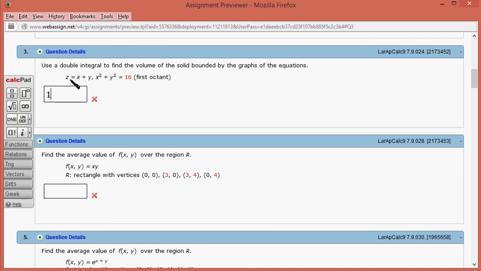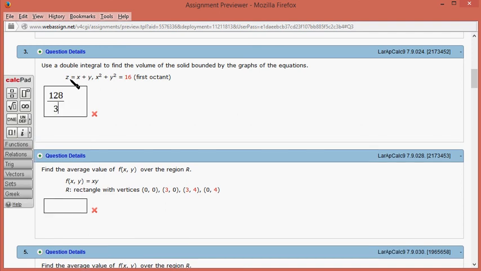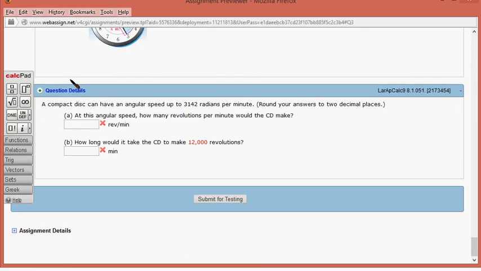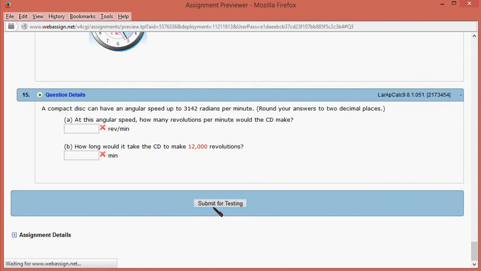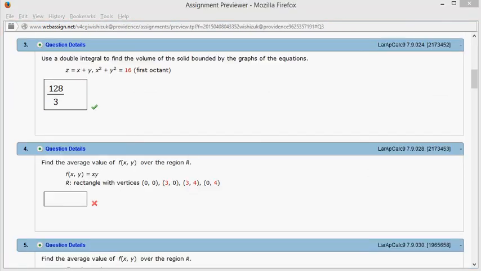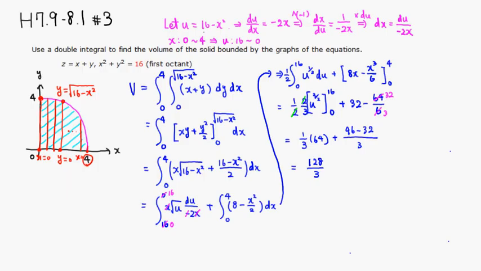Let's type it in. So we have 128 over 3. Let's double check and submit for testing. All right, I came back and it looks like we got this one correct. That's it. I hope that this was clear.